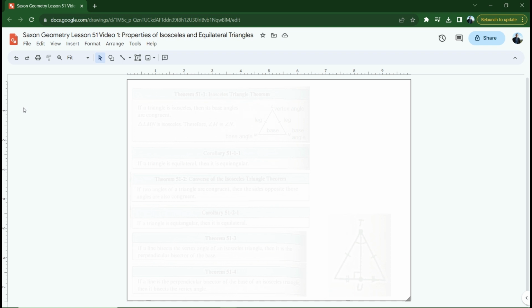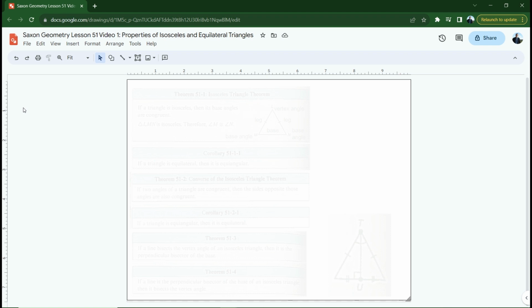Equilateral triangles similarly are defined by their side lengths, except equilateral triangles are a specific type of isosceles triangle. Not only do they have two sides of the same length, they have three sides of the same length. And again, that's it. That's where the definition of equilateral triangle ends. Three sides that are the same length. All other properties of equilateral triangles can be proven from that.